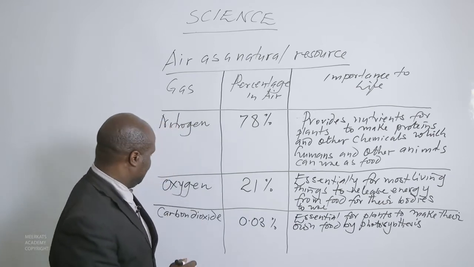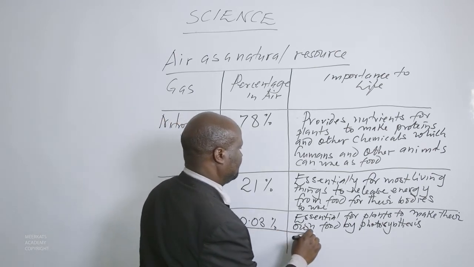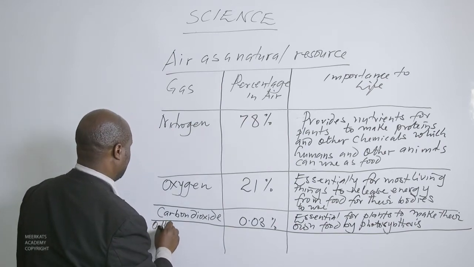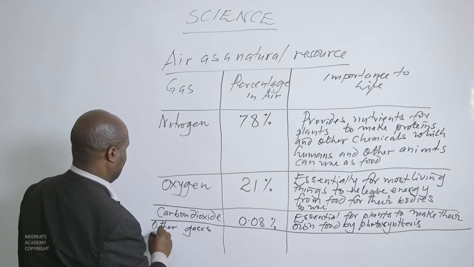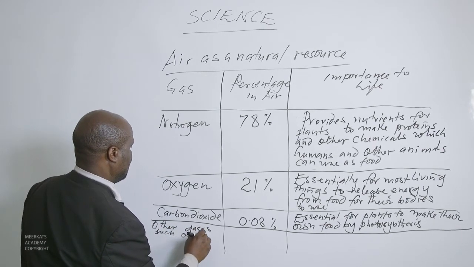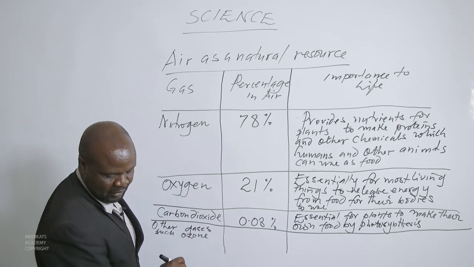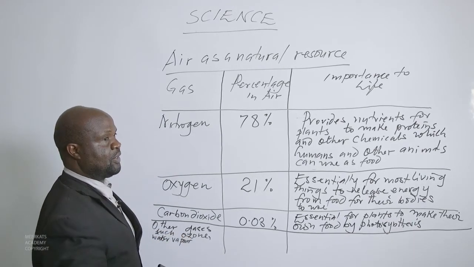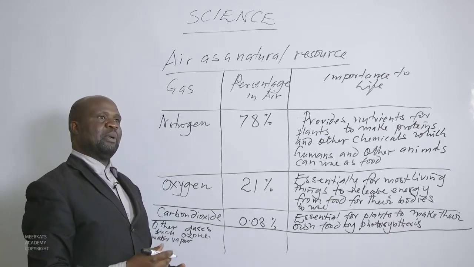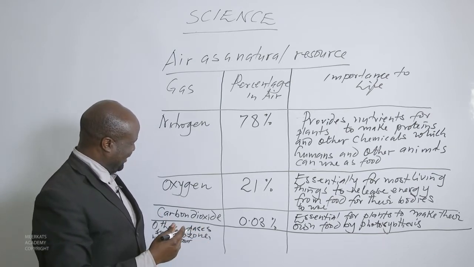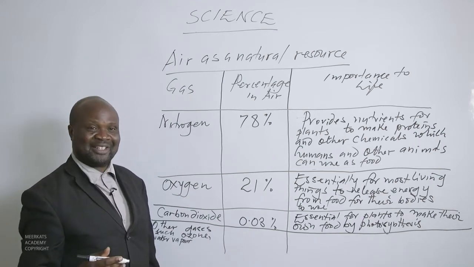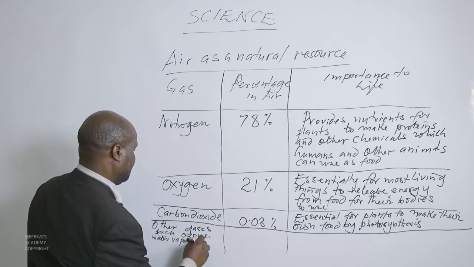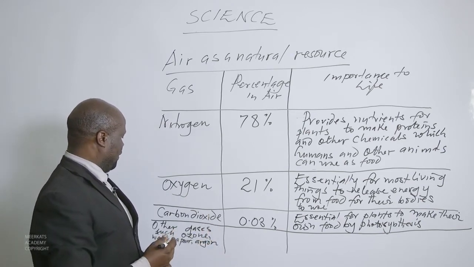Other gases, such as we can have in the last column, we have a gas called ozone. Then we have also water vapor. This is water, but it is existing in a gaseous form. It is water that has changed, starting from solid, liquid to gas. And we have argon. So we have other gases such as ozone, water vapor, and argon.